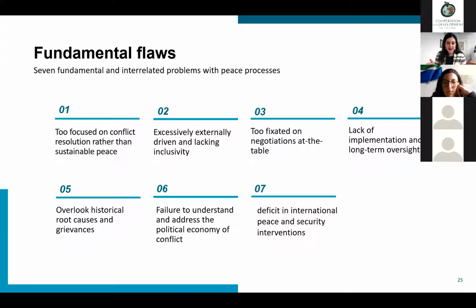So with this heavily exclusive power sharing political settlement approach, what we see is that violence becomes the main currency. And we also often see that women are not represented and young people are not represented, and they are some of the strongest constituencies for a peaceful solution to the conflict, because they want prospects and they have different kinds of demands. The third fundamental flaw is this heavy fixation on the negotiations at the table.